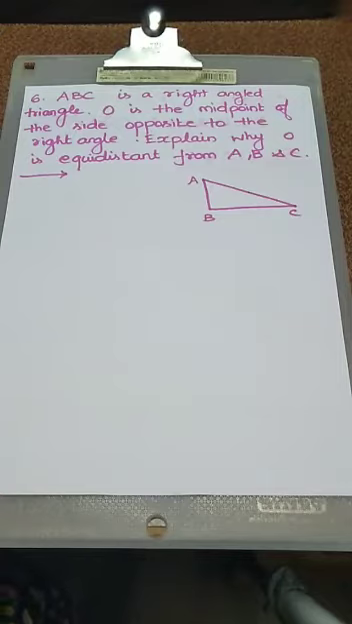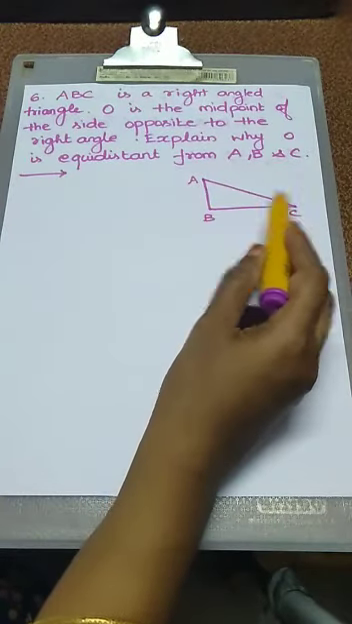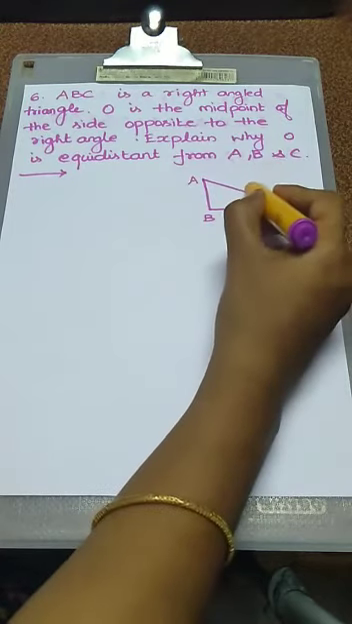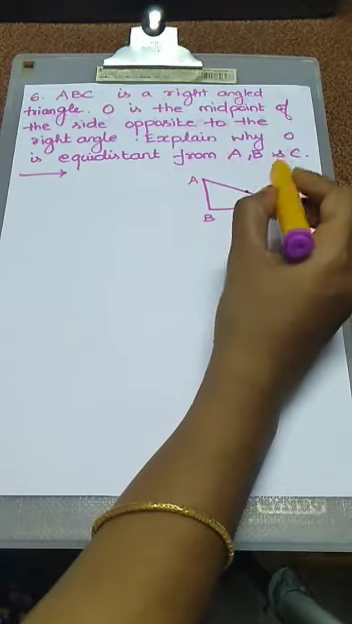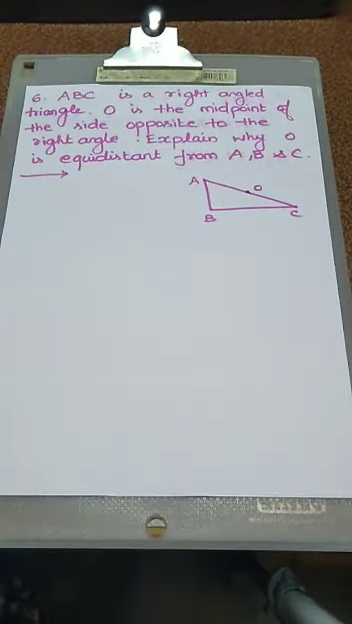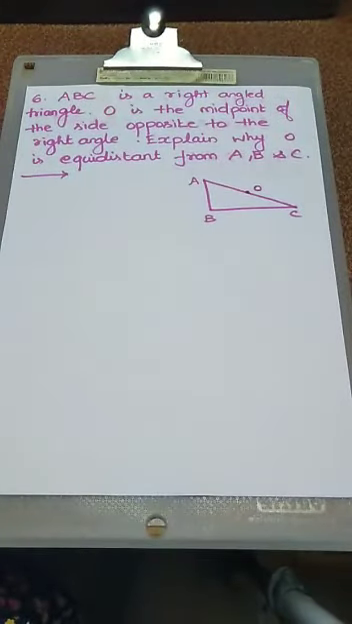Next problem. ABC is a right angled triangle. O is the midpoint of the side opposite to the right angle. Explain why O is equidistant from A, B and C. Here one condition is given. ABC is a right angle triangle. So where is the right angle? Here. Okay. O is the midpoint of the side opposite to the right angle. That is also given. Explain why O is equidistant from A, B and C. That is our question. Okay.